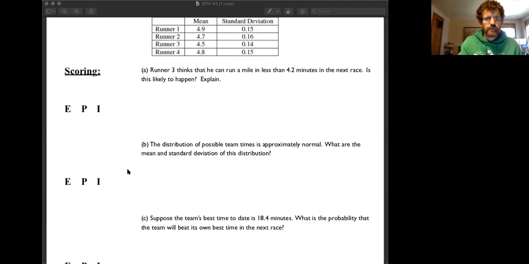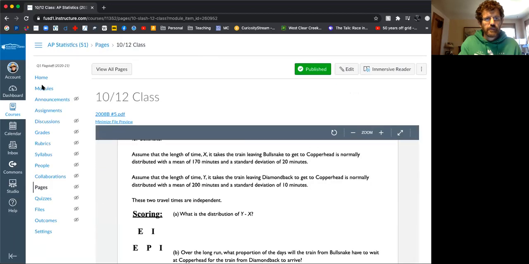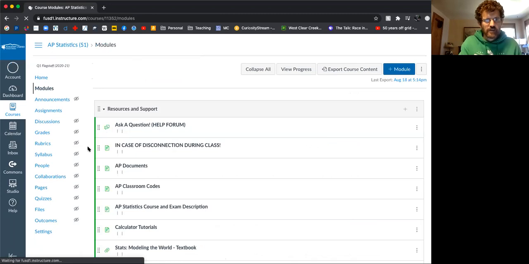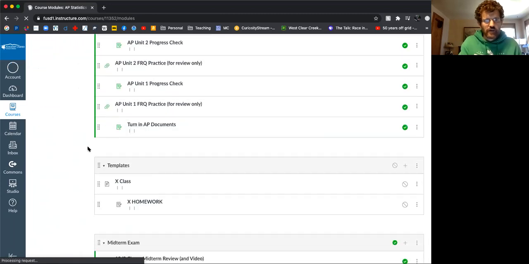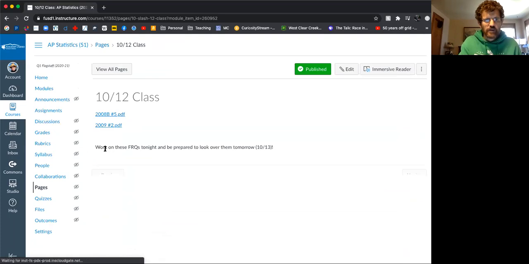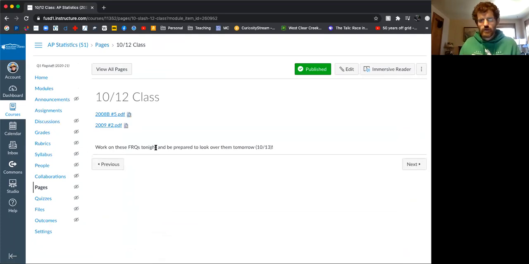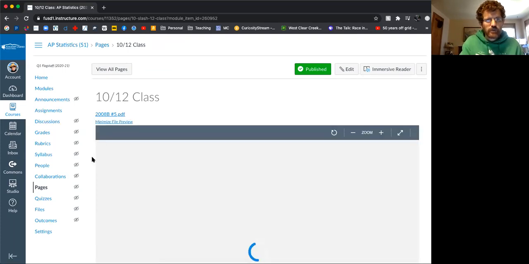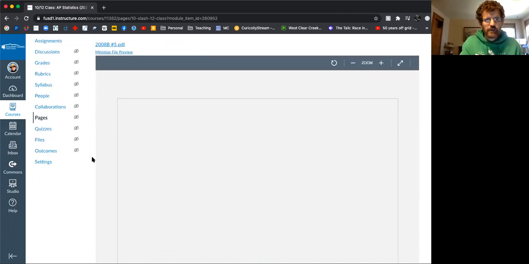Okay, I've already got this pulled up, but let me go back to the modules real quick. I'll show you where to find today's class. It's not under like unit 6 or 7 or anything like that. Right here where it says midterm exam, you can see just below the midterm is your October 12th class. And so you would click on that. You can see right here your instructions. Just work on these tonight, do it on a separate sheet of paper, and then look over them. We're gonna look over them tomorrow. So you can just pull up these previews here, or you can download them to your iPad, whatever you wanna do.